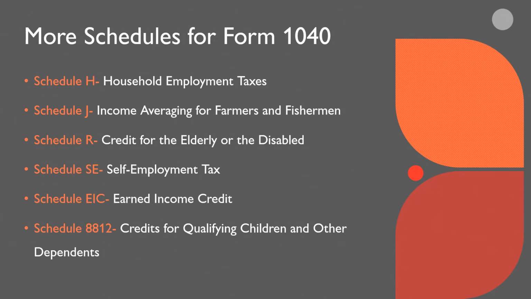Schedule H covers household employment taxes. Schedule J covers income averaging for farmers and fishermen. Schedule R covers credit for the elderly or the disabled. Schedule SE covers self-employment tax. Schedule EIC covers earned income credit. And Schedule 8812 covers credits for qualifying children and other dependents.